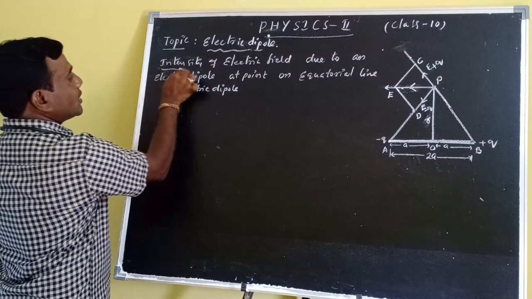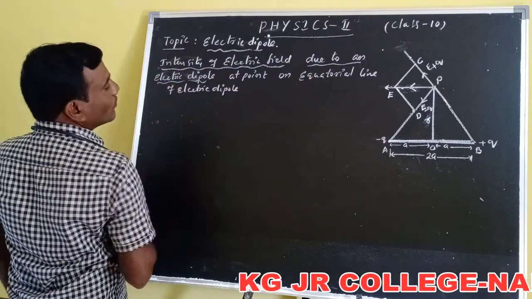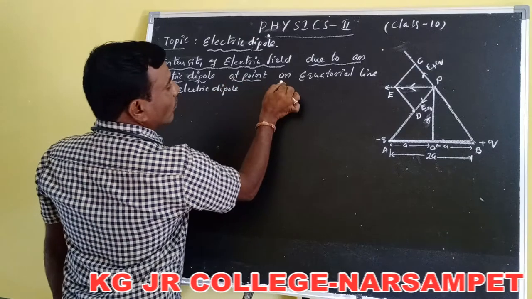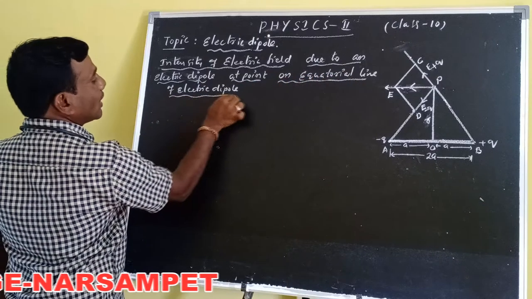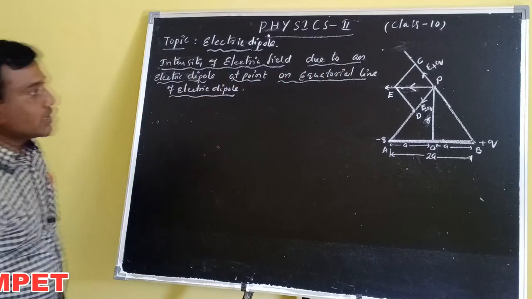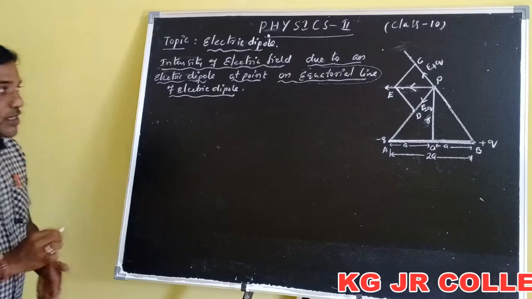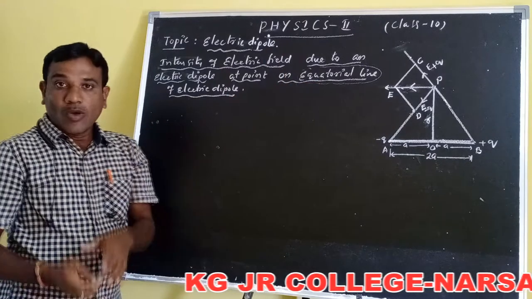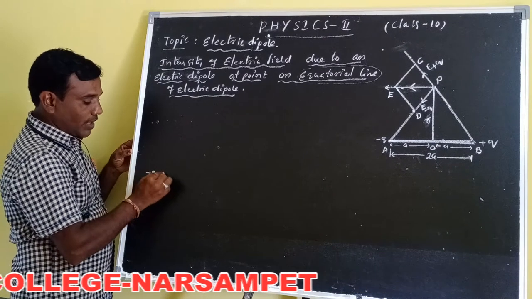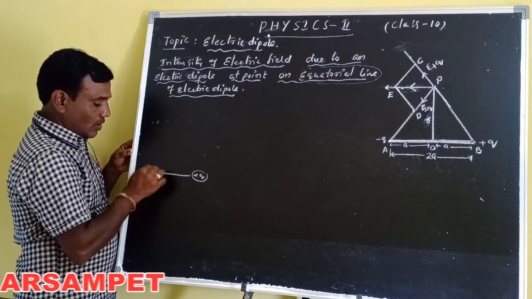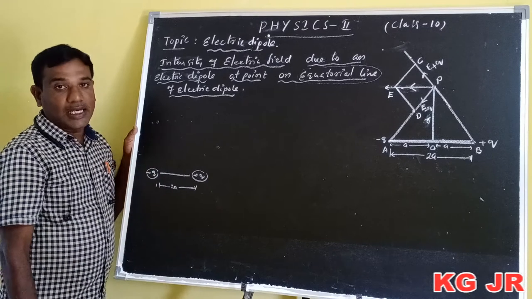Now, intensity of electric field due to an electric dipole at a point on the equatorial line of an electric dipole. First of all, we are discussing the equatorial line of an electric dipole. What is the meaning of equatorial line? But you know the axial line. What is the axial line? For example, an electric dipole has charges minus q and plus q. The distance between the two charges is 2a. It is known as an electric dipole.